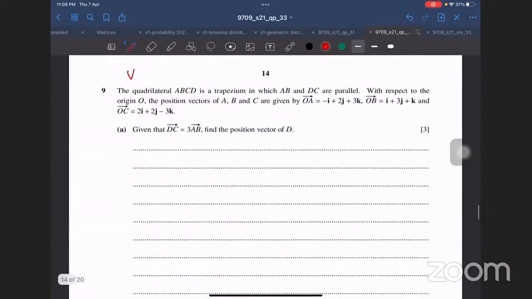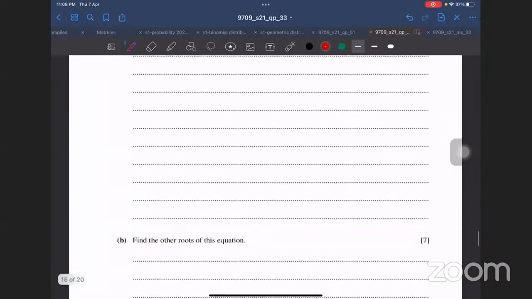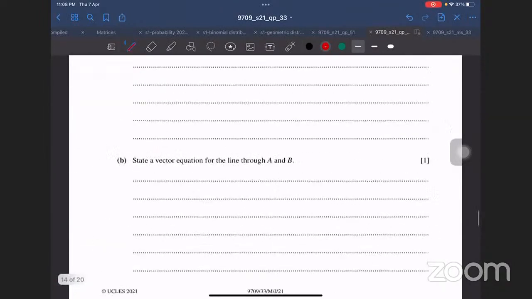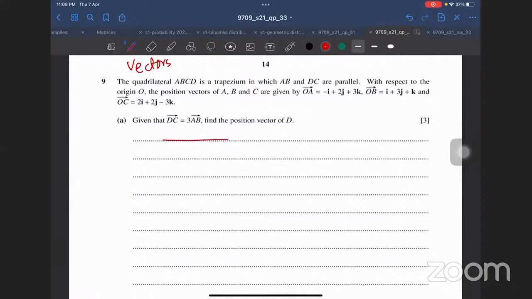Okay, this is a question on vectors. Let me just see how many more questions to go. It's two more questions to go. It says the quadrilateral ABCD is a trapezium in which AB, DC are parallel. Okay, AB and DC are parallel.